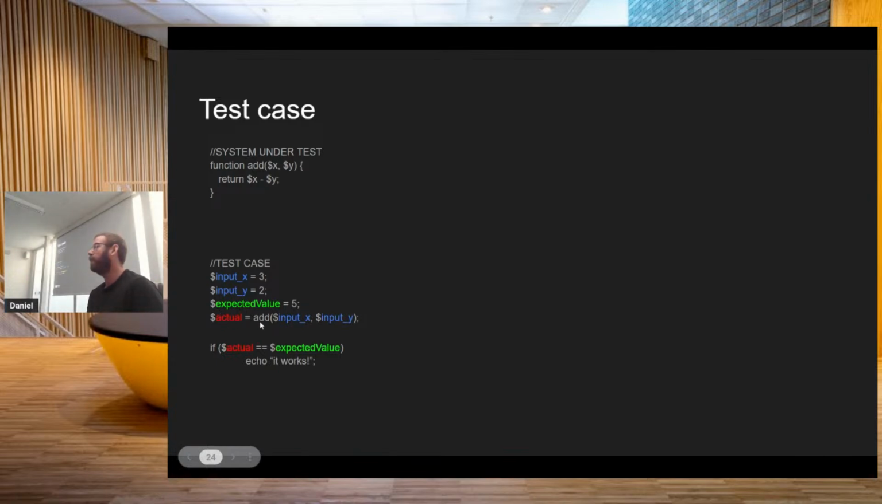So we have the first input 3, the second input 2, then we have the expected value 5. We exercise the system under test, which means we run the method that we want to test with the input, and then we get an actual value back. Then we compare the actual to the expected value. If these are the same, we say that it works.